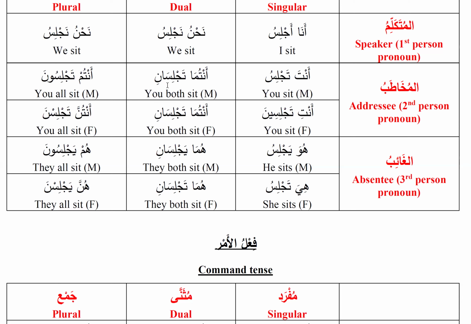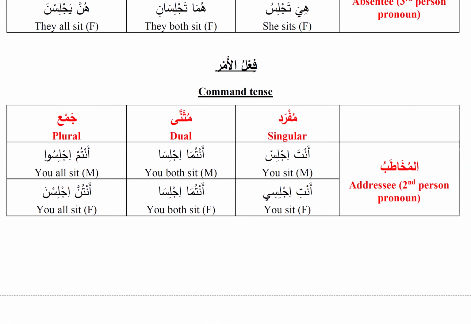So ijlisa, the ta becomes alif kasra, as we've seen. And antum tajlisuna, the noon is taken off and alif is replaced. Antum ijlisu with an alif. Anti ijlisi, the noon is removed and alif kasra here. This is the same, antuma ijlisa. And antunna ijlisna, this noon cannot be removed because it's the noon of niswa. So it's a noon of female, so it cannot be removed. Antunna ijlisna. So that's what we do for fi'al amr.